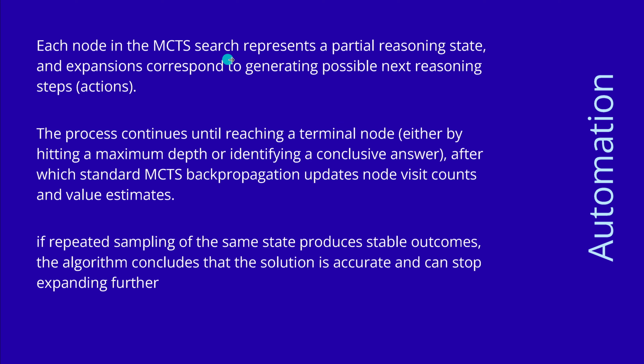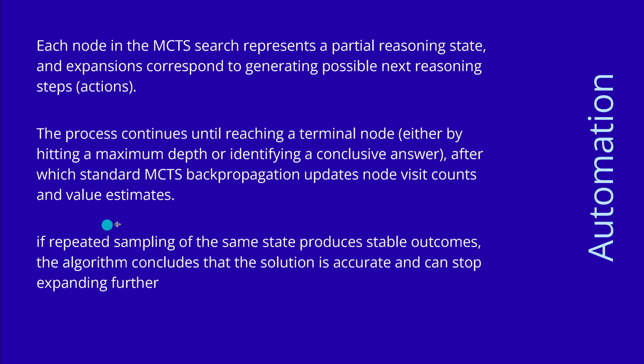Each node that we build in this search represents a partial reasoning state, and expansion corresponds to generating possible next reasoning steps, or what we call actions. The process continues until reaching a terminal node, either by hitting a maximum depth, after 7 steps you stop, or by identifying a conclusive answer, after which standard MCTS backpropagation updates the nodes' visit counts and value estimates. Great, we have this feedback loop in the backpropagation.